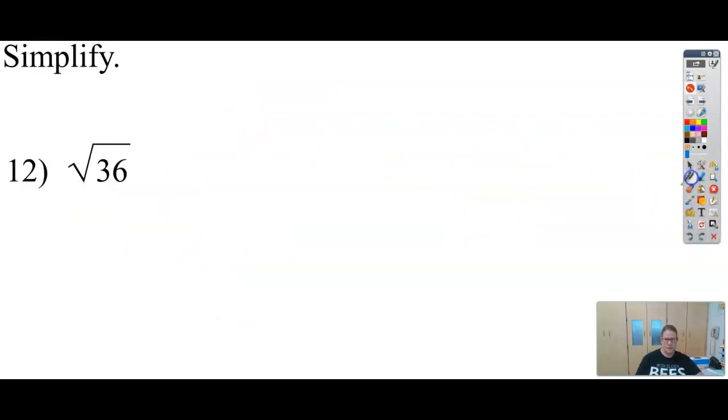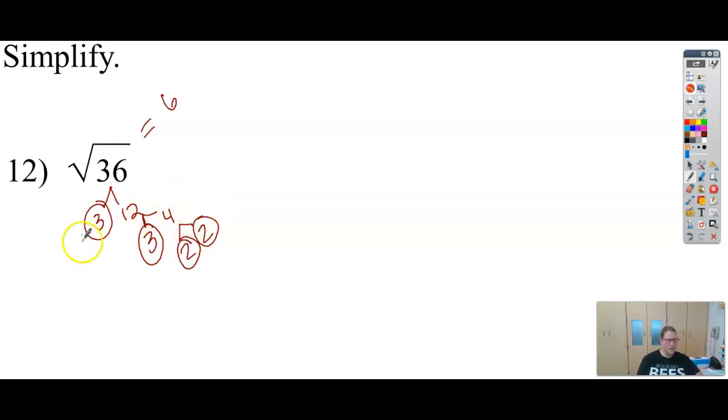Okay, so let's try another one. So now 36 is actually a perfect square. 6 times 6 equals 36. So we could actually just write this down right now. It's equal to 6. But let's hurry and go through it. So 36 is 3 times 12, or I could say 6 times 6 and break those down. 3 is prime. 12 is 3 times 4, and 4 is 2 times 2.